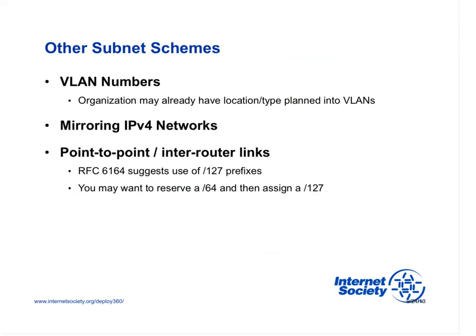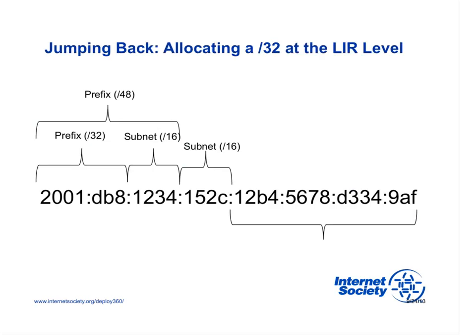And then another thing would be if you're doing routes between 2 routers or internal routes, there's a reason for perhaps using a /127 prefix, but for reasons we'll talk about a little bit tomorrow, you might want to reserve a /64, but then just assign that. But there's some other pieces that you can do with that. Now, tomorrow I'll talk about the ISP level.